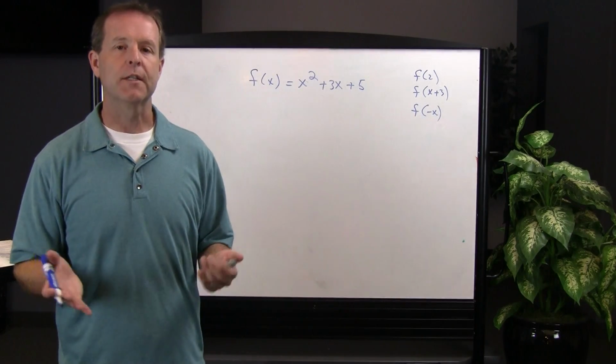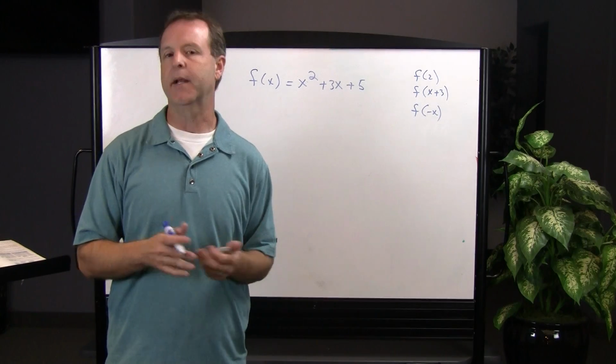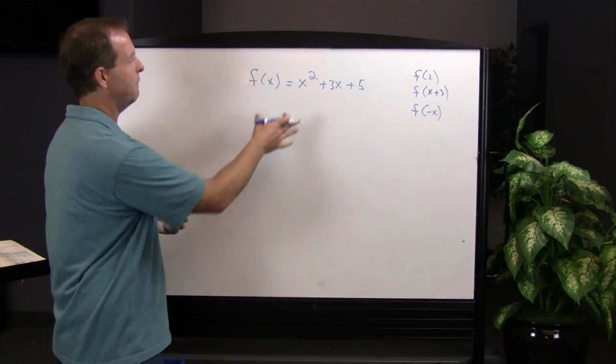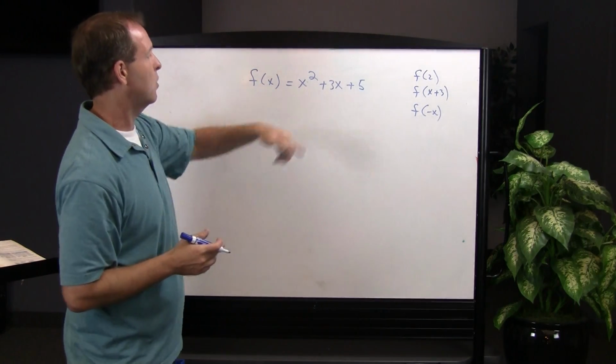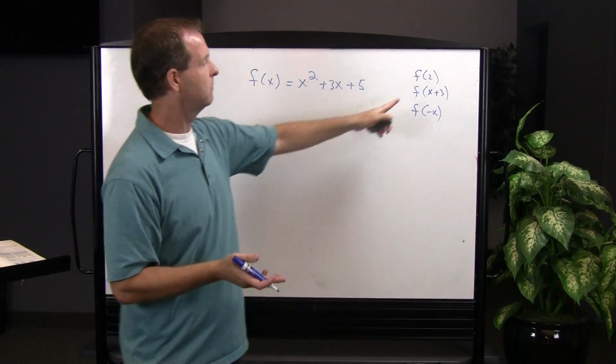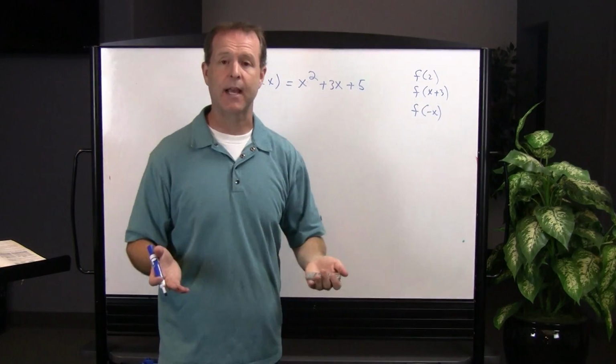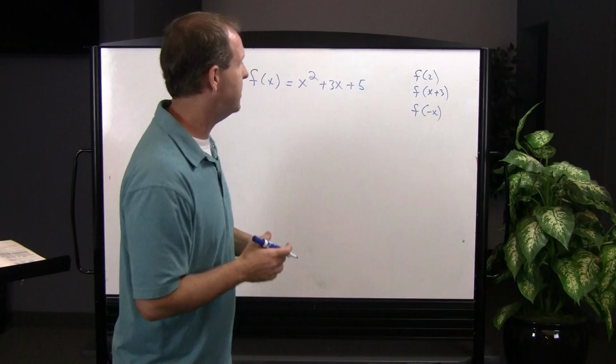When we have some functions, sometimes we want to evaluate what happens to those functions at very particular points in time. So I have a function, a quadratic, f of x equals x squared plus 3x plus 5, and I want to evaluate it at 2, or f of x plus 3, or f of minus x. So let's see what happens when we do that.